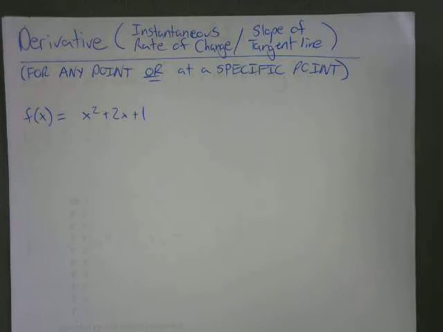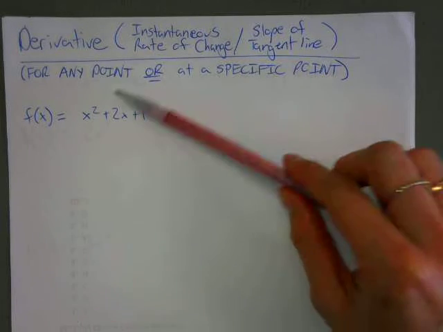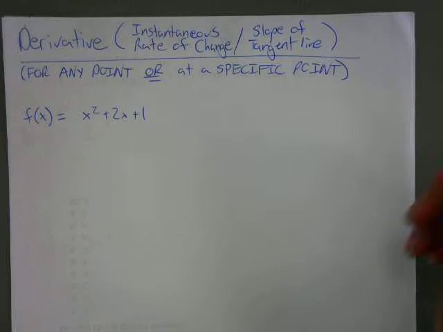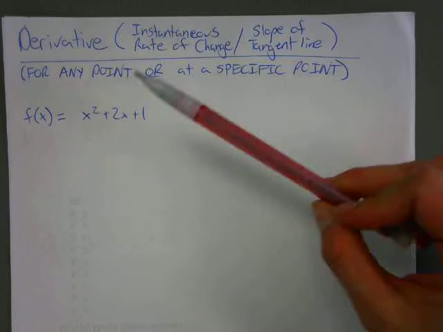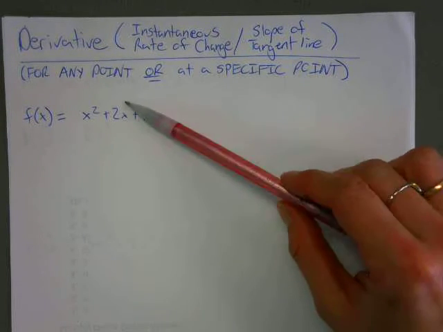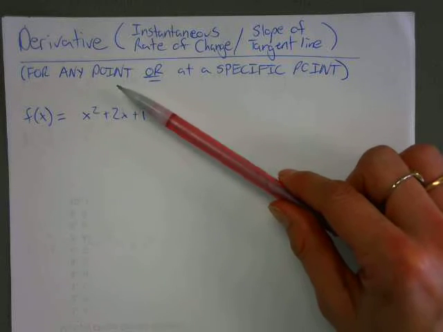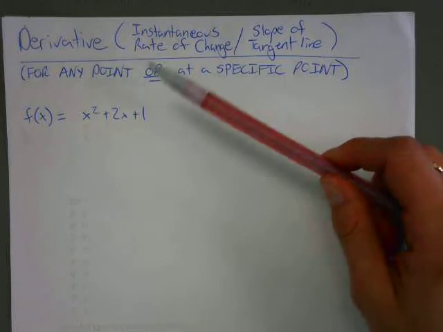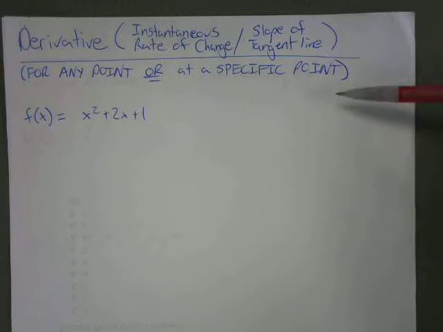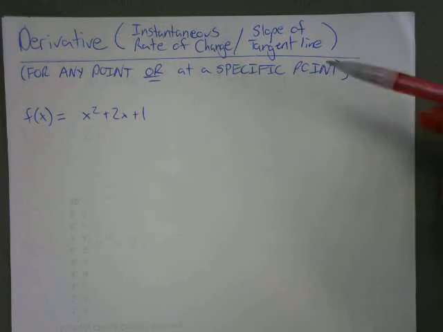Alright, in this video I'm going to talk about the derivative again, or the instantaneous rate of change, or the slope of the tangent line. But this time I'm going to talk about how we can do it if we want to find the derivative at any point, so just as an expression in terms of x. Or we could still do it as a specific point, but I don't have to be given a specific point.